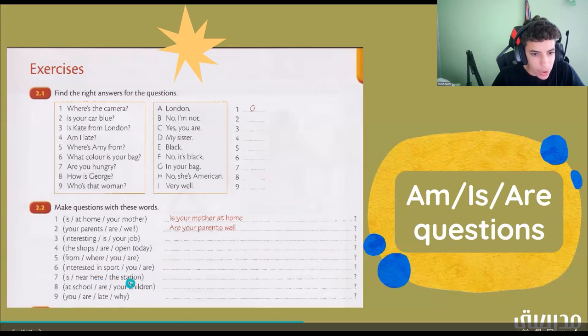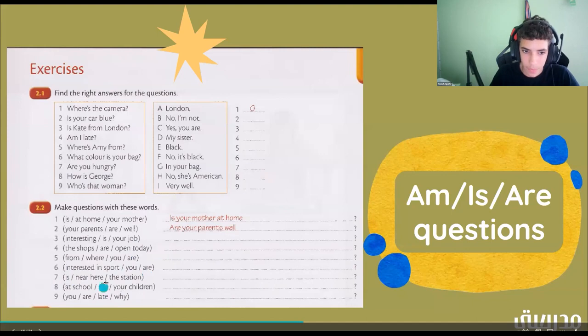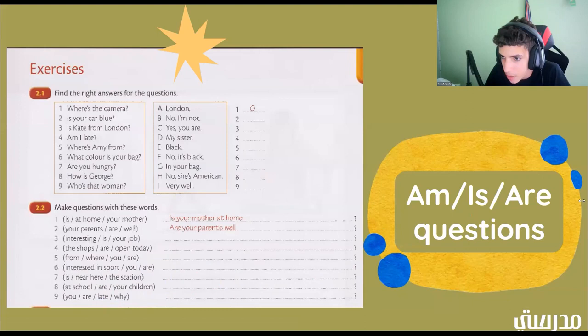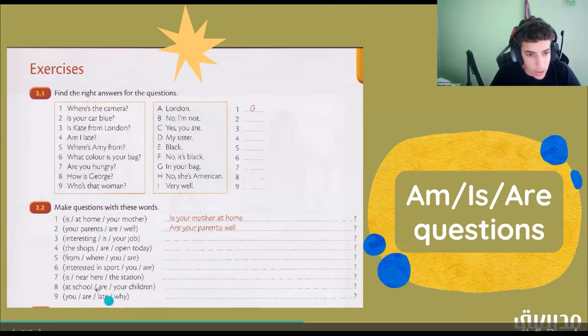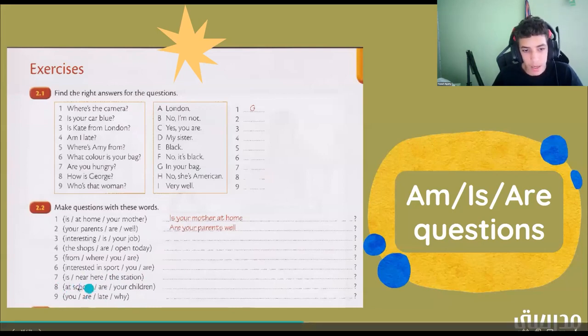Is near here the station? How could you change that? Okay, why are you late is the last one. Good job. Number 8, is the station near me? Or the station is near here? Is the station is near here? Oh gosh, okay. Is the station near here? I'm sorry, I stumbled on my words. Is the station near here is the question. Good job. Now, at 8, we have at school are your children.